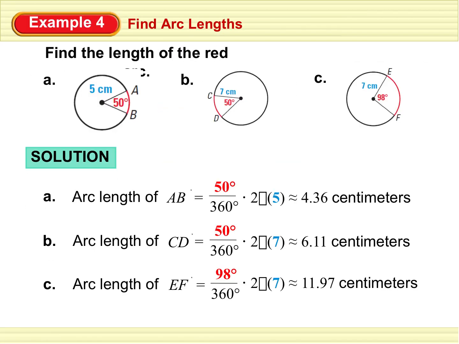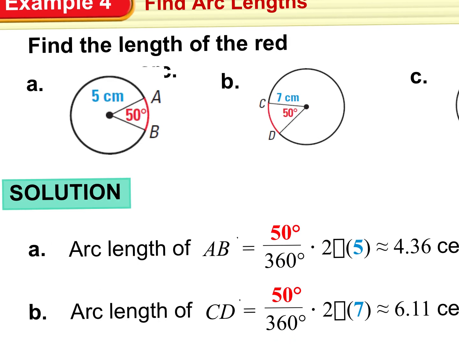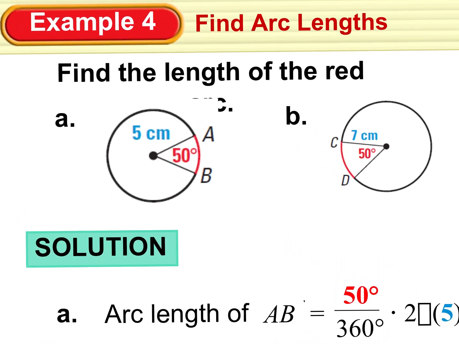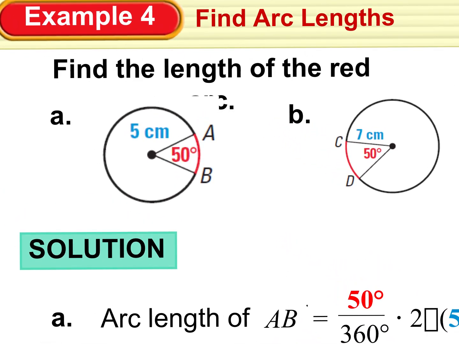All right, now we're talking about arc length. What do you think the difference is between arc length and arc measure? So arc measure, let's revisit from yesterday. The angle measure is 50. What's the arc measure? 50. Right. Remember, if it's a central angle, its arc measure is the same. So our arc measure is 50.